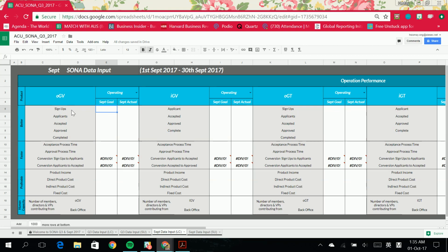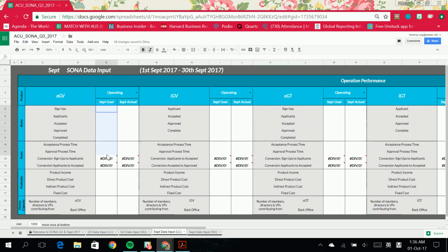So make sure that if you are OGV, you put your sign up goal in September only, and then put what you actually achieved in September. For your September actual, you should go to XBAR, input the date from the 1st of September until the 30th of September, and then input back here what you get from XBAR. Make sure that your data is aligned and accurate, which is the same as XBAR.